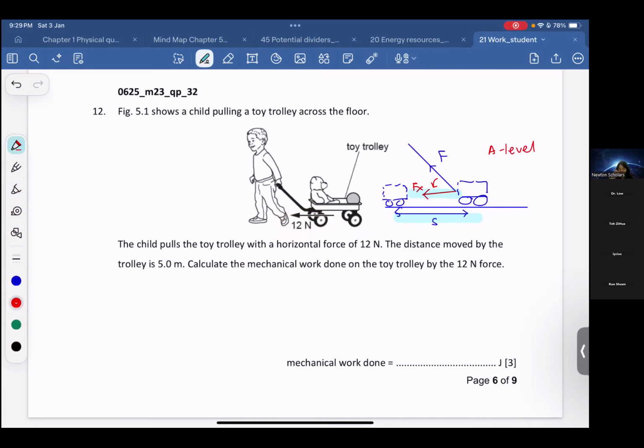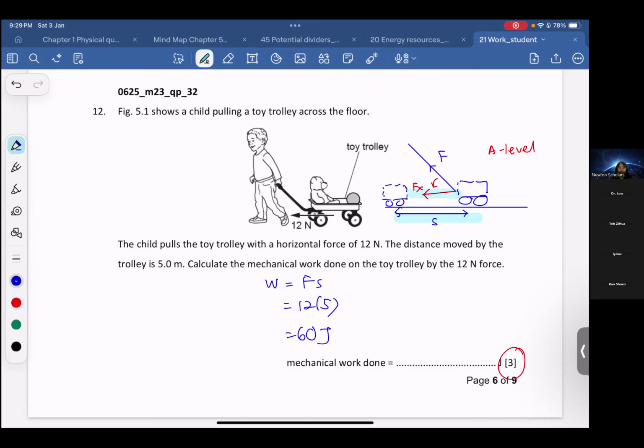Angeline correct, Crystal correct. So 3 marks, no matter how, we need to have the habit. Okay, W equals Fs. The force is 12 Newton, travel 5, so it's 60 Joule. Okay, 60 Joule. Okay, we go to page number 7.